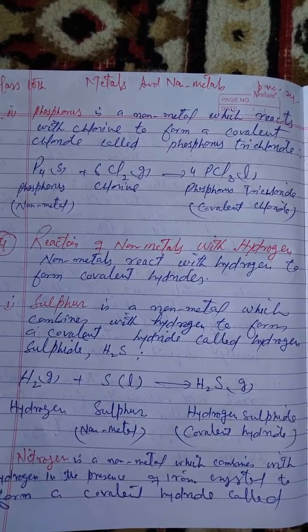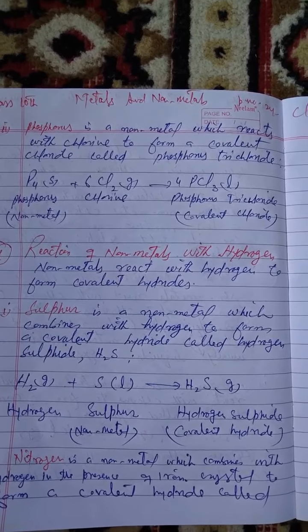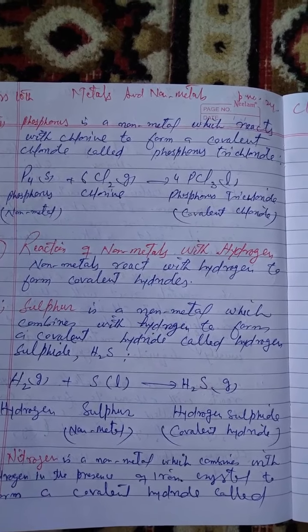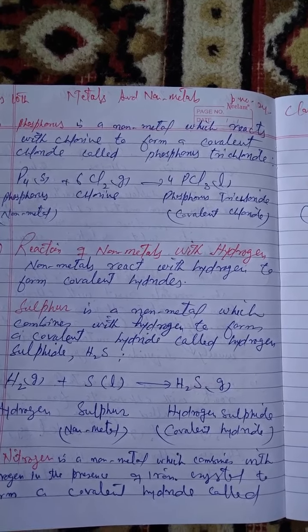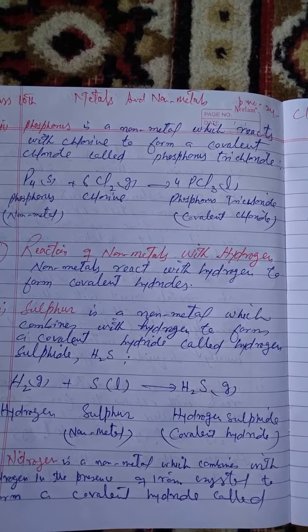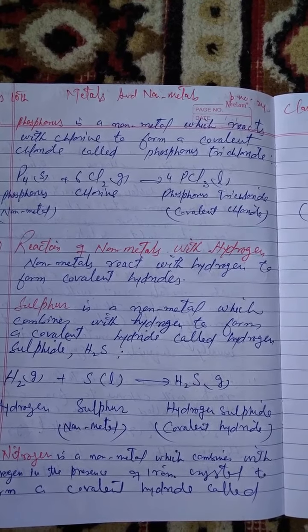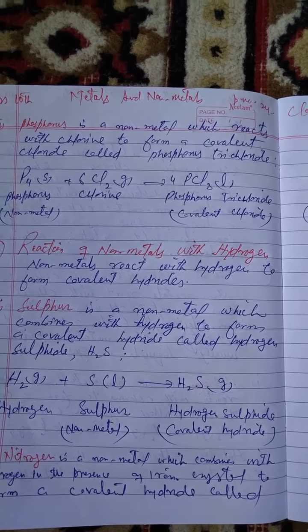And then a reaction of non-metals with hydrogen. Non-metals react with hydrogen to form covalent hydrides. The non-metal hydrides are formed by the sharing of electrons. That is, non-metal hydrides are formed by covalent bonding.